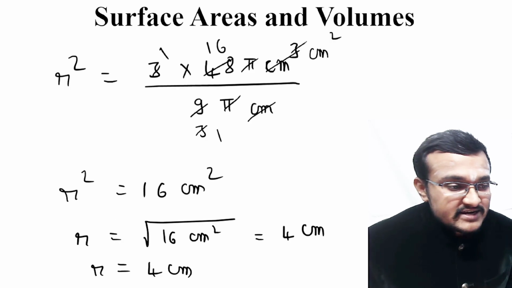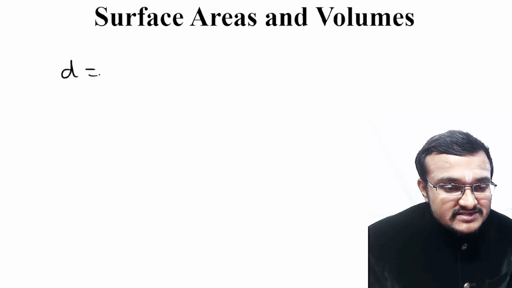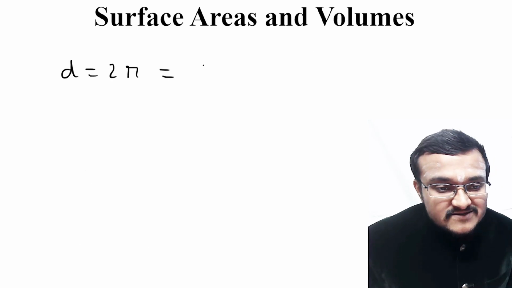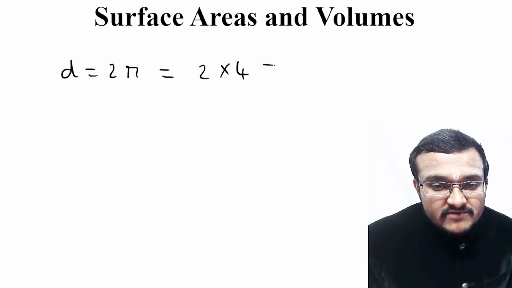So now you have to find out the diameter. So diameter is equal to 2 times the radius. So 2 into 4 will be 8 centimeter.